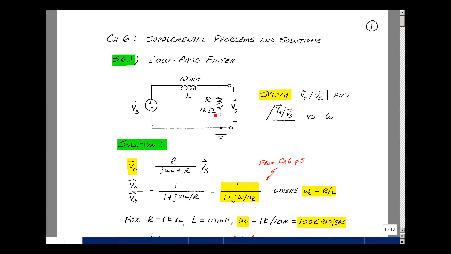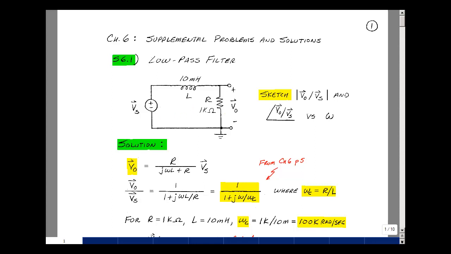Let's just see if it makes sense. When the frequency gets lower and lower, j omega L, and its impedance gets smaller and smaller. In the limit, it becomes a short circuit. The output equals the input. As the frequency increases, the impedance of this element gets bigger and bigger, and in the limit, j omega L would approach infinity as omega approaches infinity. And that would block the signal between the input and the output, so we get a gain of 0. This has the characteristics of a low-pass filter.